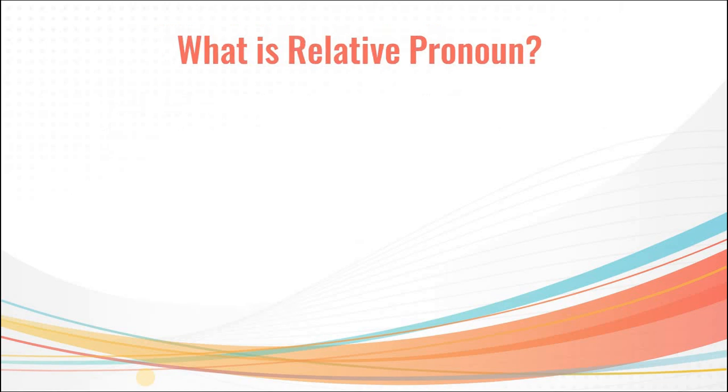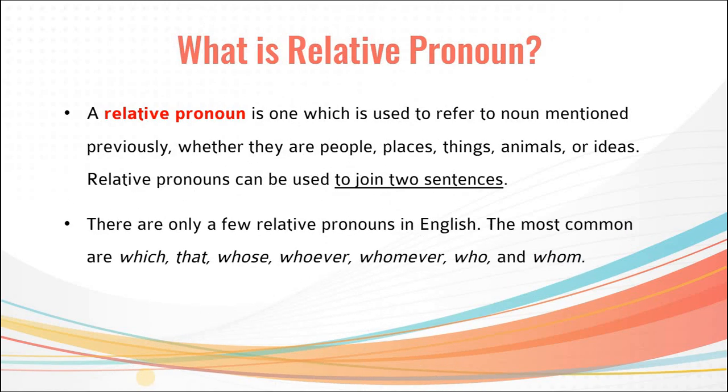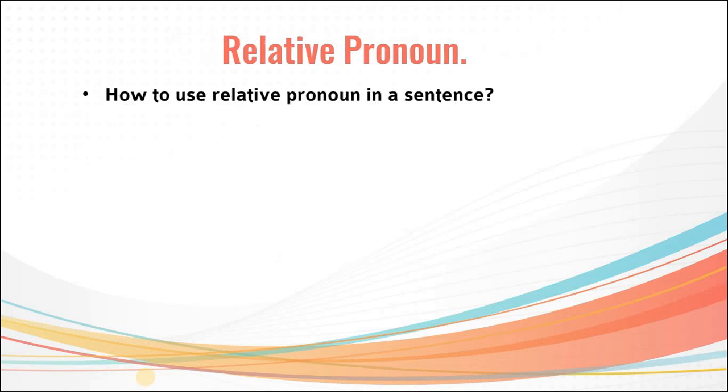What's a relative pronoun? A relative pronoun is one which is used to refer to a noun mentioned previously, whether it is people, places, things, animals, or ideas. Relative pronouns can be used to join 2 sentences. When you join 2 sentences by a pronoun, that pronoun is called a relative pronoun. There are only a few relative pronouns in English. The most common are which, that, whose, whoever, whomever, who, and whom. With their usage, you will understand what a relative pronoun is. It's easy, it's not much difficult.